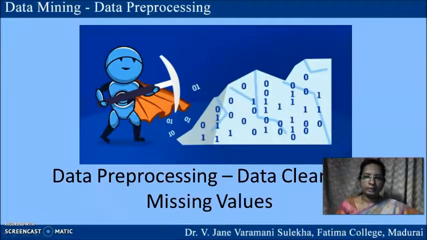Hello everyone, in today's lecture we will be talking on handling missing data in data mining. One of the most important stages of data mining is pre-processing. We prepare data for mining. Let's have a look at handling missing data in data mining pre-processing.